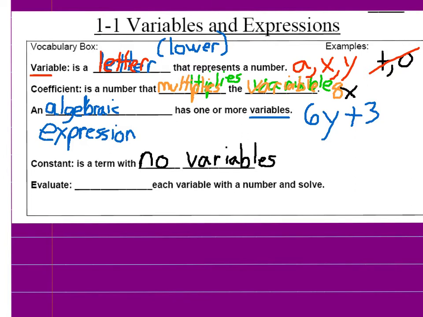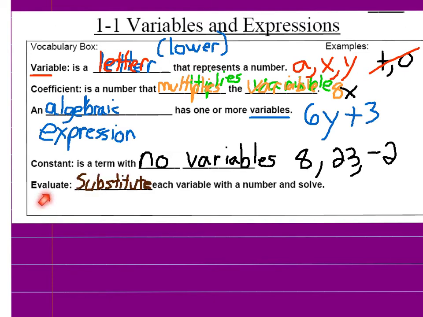A constant is a term with no variables. So if I were to write 8, that's a constant. 23, -2. Basically, it's a number, and there's no variable with it, so that's the constant. And I'll explain later this year why we call it a constant and why it makes sense that it's called a constant.